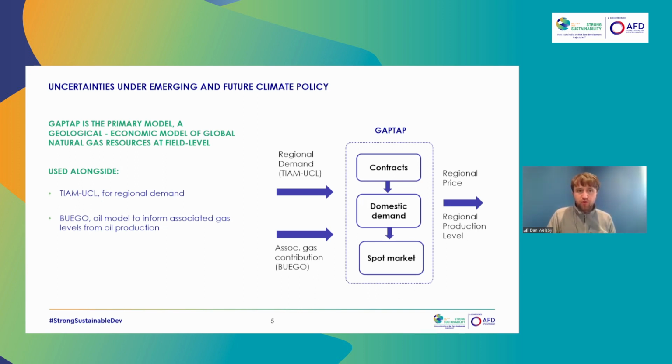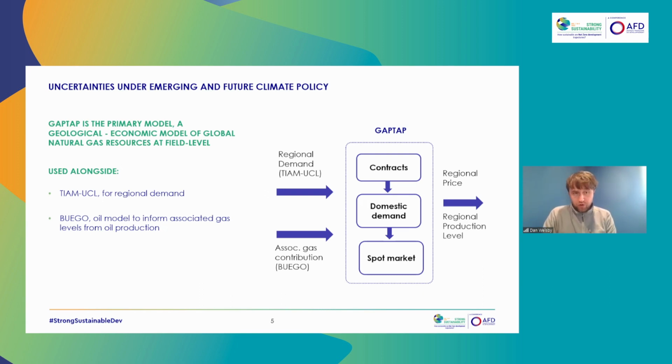So that was the primary model that we used, but this was used alongside a global energy system model called TAM-UCL. TAM is a linear optimization model, which essentially provides a least cost global energy system for a certain exogenous assumption about energy demands going forward out to 2100. And the model has a 16 region representation of the world. So it's quite aggregated. There is, for example, a single region for Central and South America, but Mexico is an individual region within the model. So essentially what TAM doesn't have is a granular representation of gas markets, which GAPTAP can represent.